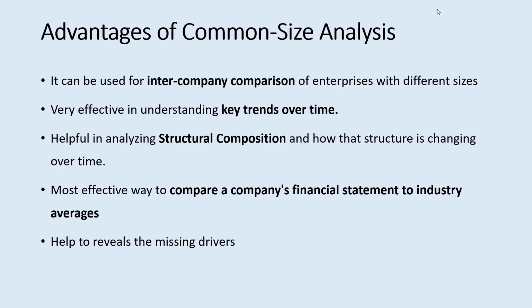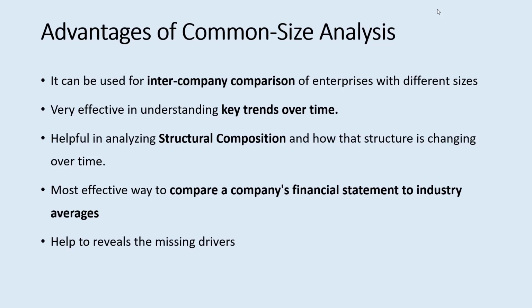If we take the statement of financial position, if we have the revaluation reserve in the current year, we can clearly identify it as a new item in the vertical statement of financial position. So we can identify whether there is a structural composition change. Then the fourth one, the most effective way to compare a company's financial statement to the industry average.